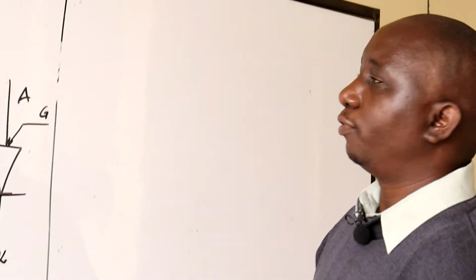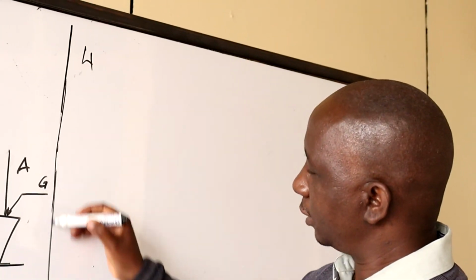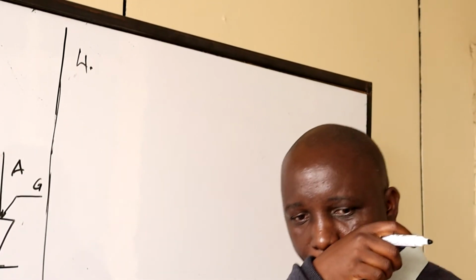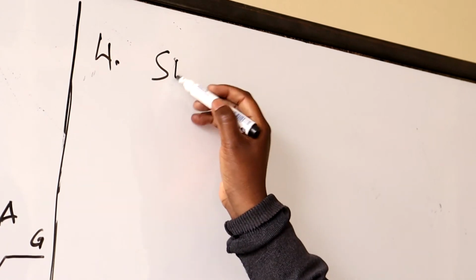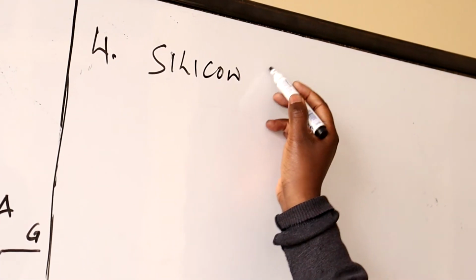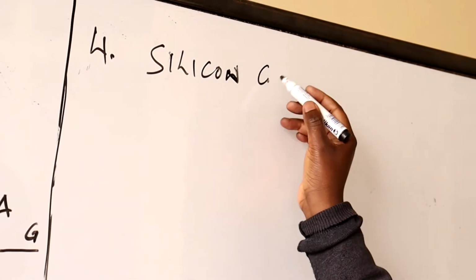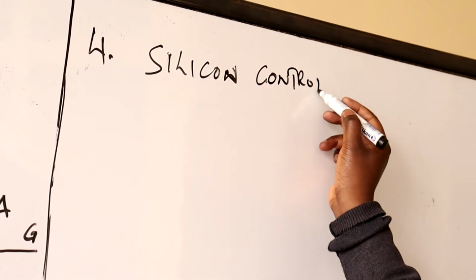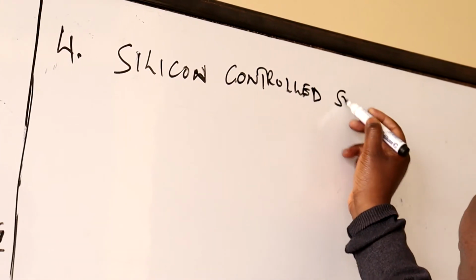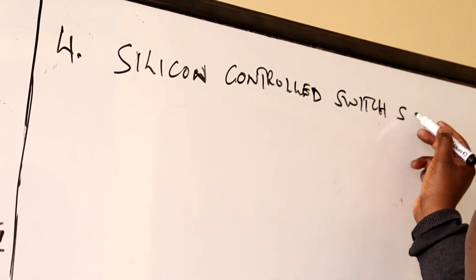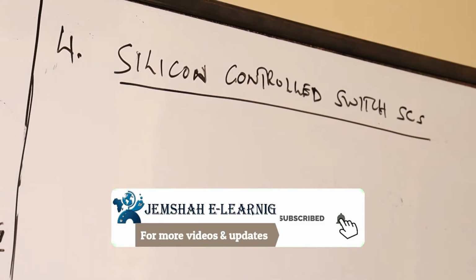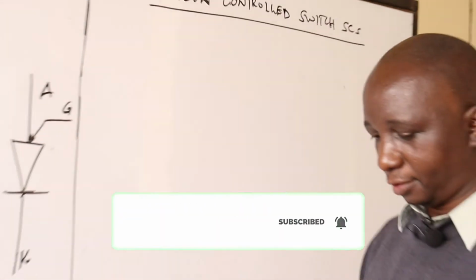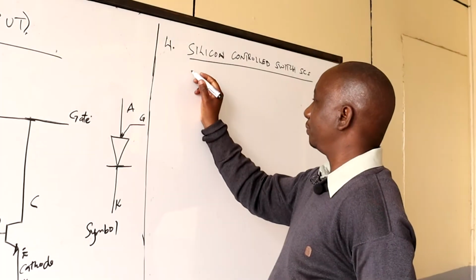So we're going to talk about the fourth special semiconductor: the silicon controlled switch, SCS. We also need to sketch a diagram for this so that we understand it in the simplest way possible.